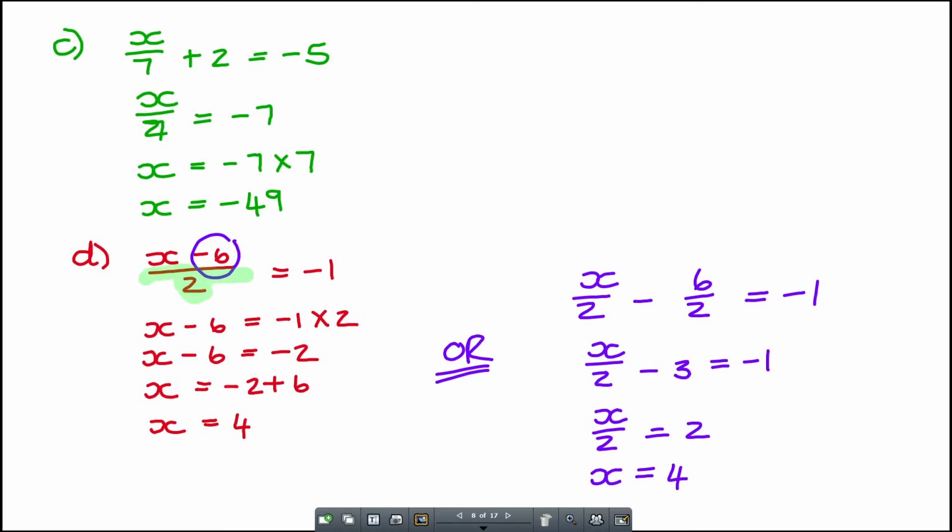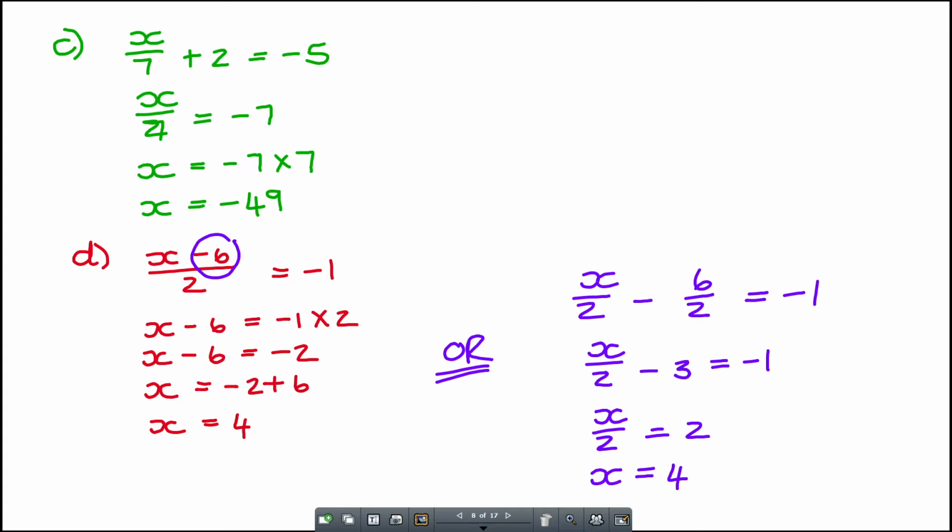I first got rid of that. So if I take it over, it becomes times 2. And now minus 1 times 2 will give me minus 2. And now I can take that minus 6 over, so it will become plus 6. And minus 2 plus 6 gives me 4. I'm sorry, ma'am, you're right, because I didn't put the minus. I put it plus.